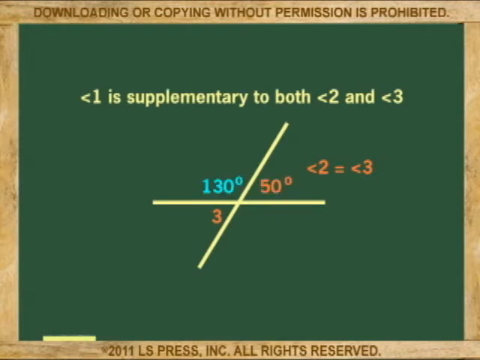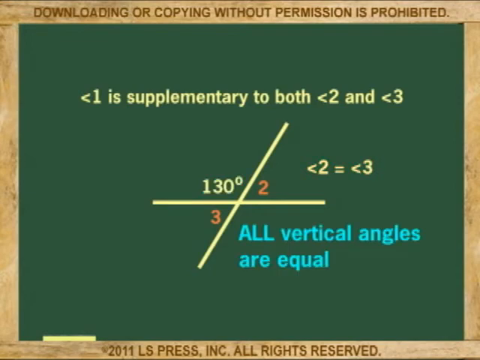linear pair. Now, because angle 3 is supplementary to angle 1, then angle 3 must be equal to angle 2, or 50 degrees. Notice that angle 2 and angle 3 are vertical angles. So if this happens every time two lines cross, then the vertical angles are supplementary to the same angle. Therefore, we could say with certainty that all vertical angles are equal.